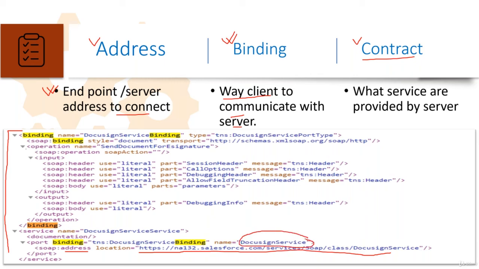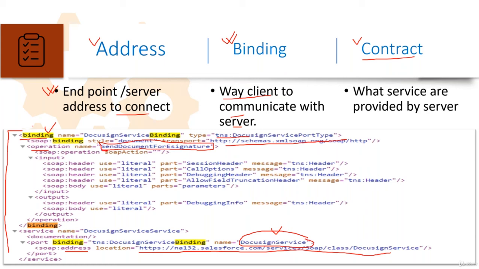Now you can see what kind of binding it is. You can define the binding, the complete binding, how I'm going to communicate with the server. With this service and this binding, what kind of contract I have. Contract is nothing but each operation. I have an operation like this. This is my operation, send document for e-signature, one operation I may have. This is one sample which I'm showing you.